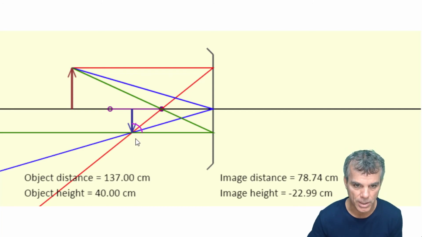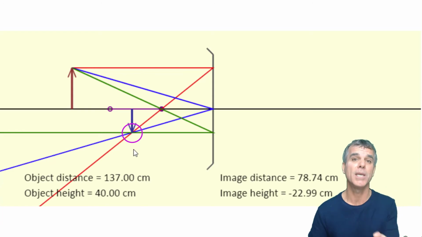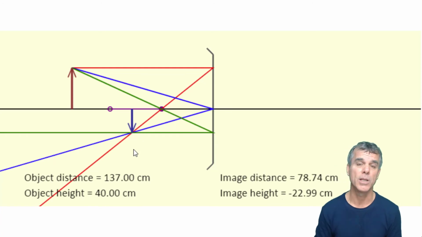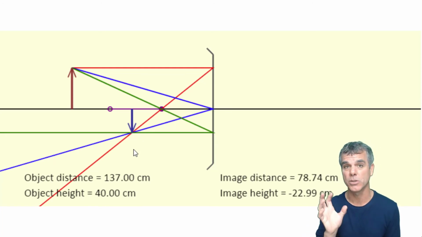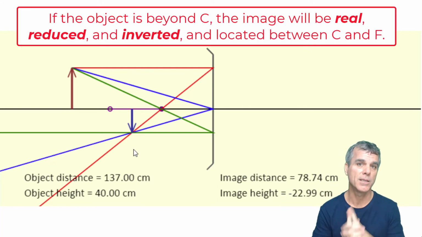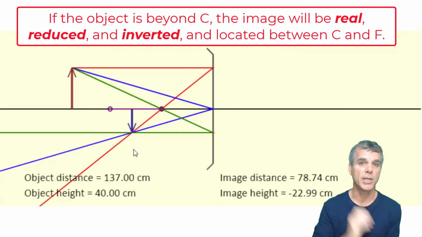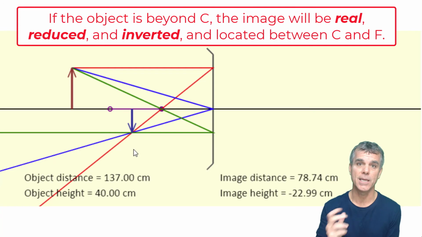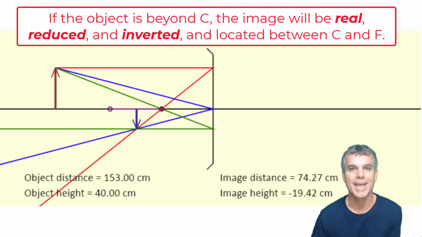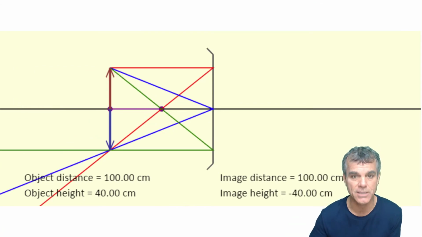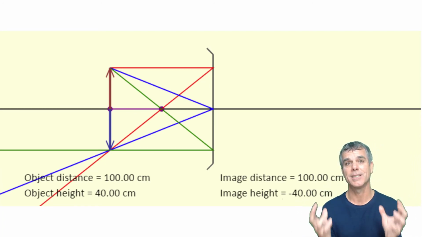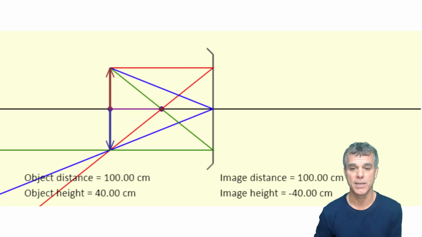Now, anytime the object is beyond the center of curvature, so the object distance is bigger than the radius of curvature, I'm always going to get a real image. You can see these 3 rays are meeting at a given point after reflecting from the mirror, indicating that we have a real image. That real image is always going to be smaller than the object, so it's going to be reduced. It's going to be inverted relative to the object. So for an object beyond the center of curvature, we're going to get a real image which is reduced in size and inverted, and that image is always going to be between the center of curvature and the focal point. If I'm at the center of curvature, then the image is also going to be at the center of curvature, and it's going to be the exact same size as the object except flipped upside down.